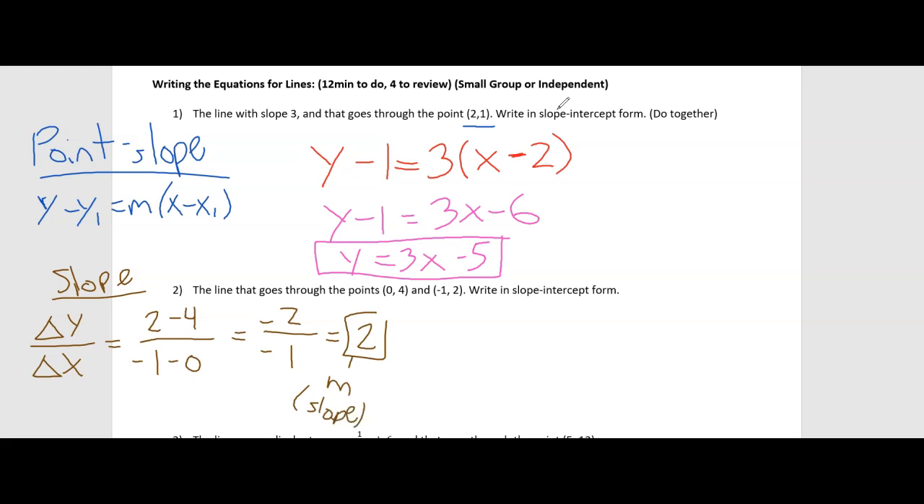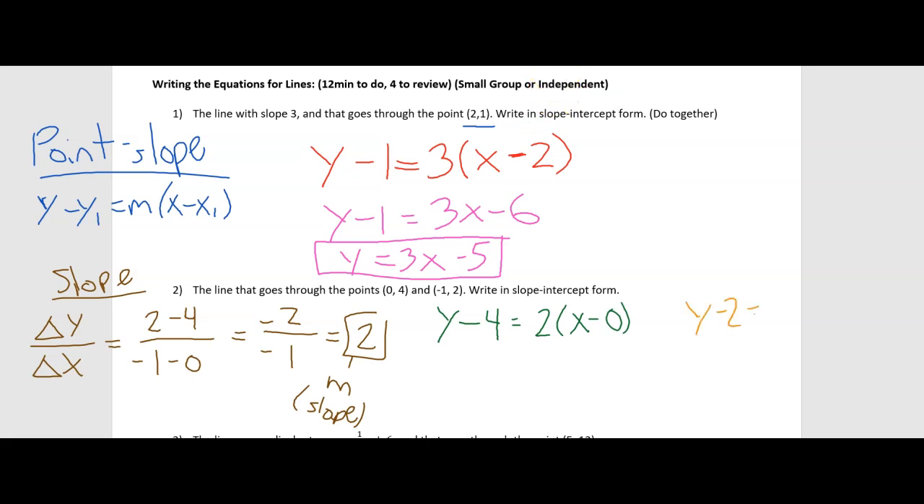Now I'm going to choose (0, 4). It's quite easy to work with 0. So if there's a coordinate that's 0, it might be beneficial to choose that one. But it doesn't matter. You'll get the same equation either way. So I'm going to have y minus y1, so y minus 4, is equal to our slope, m, which is 2, times the quantity x minus x1, which is 0. And I'm actually going to write the other one out just to show you that we'll get the same thing.